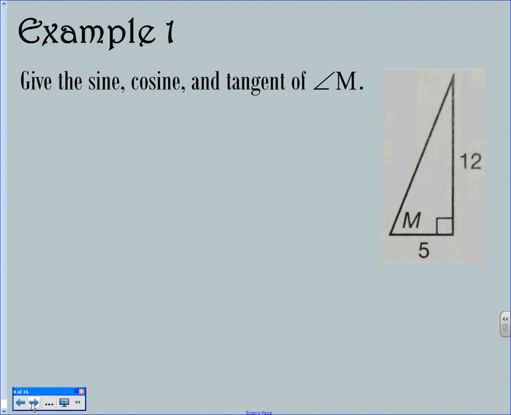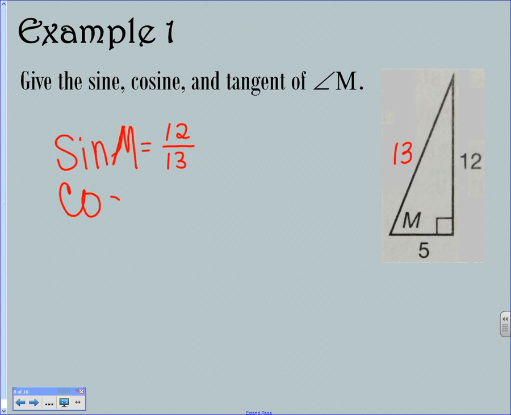All right, so how are we going to find the sine of angle M? Destiny said we had to do Pythagorean theorem. Why? Okay, what is our hypotenuse? 13. Okay, so what is the sine of angle M? Do you agree? You just leave it like that. Not right now.